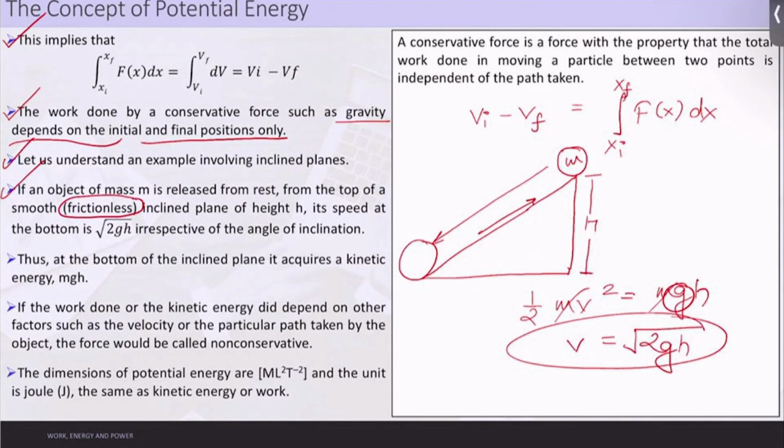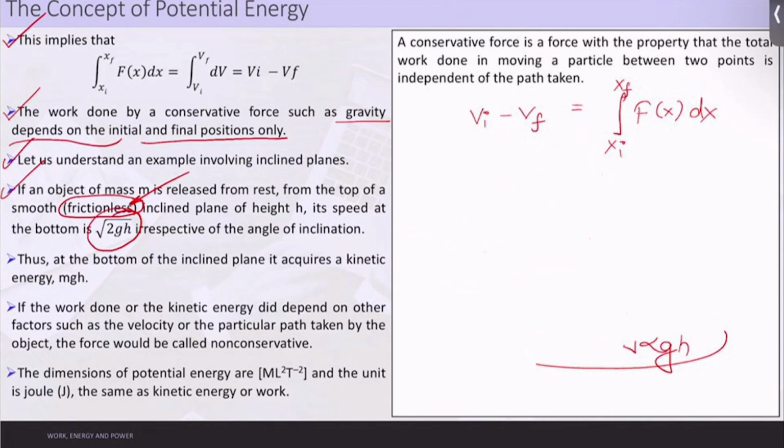So that is the basic explanation of why we will get under root 2gh only, irrespective of the angle of inclination. This angle doesn't make any difference, but the only catch is that the plane should be smooth or frictionless. The only force acting here is gravitational. So that was the basic explanation of a conservative force.